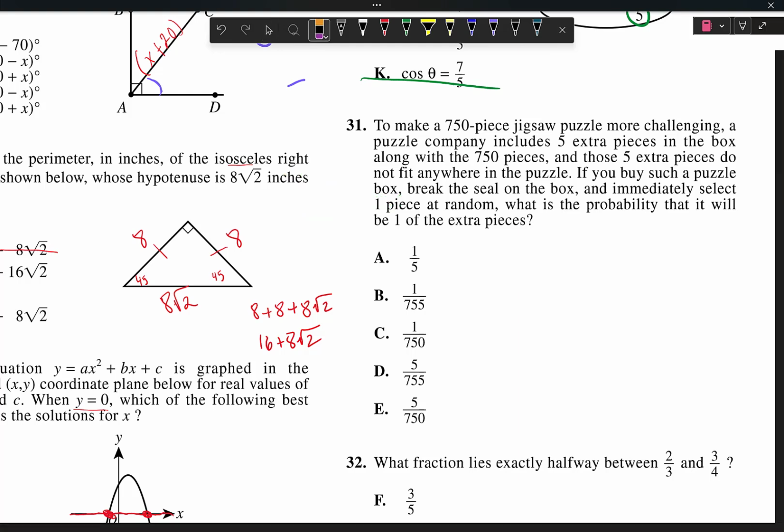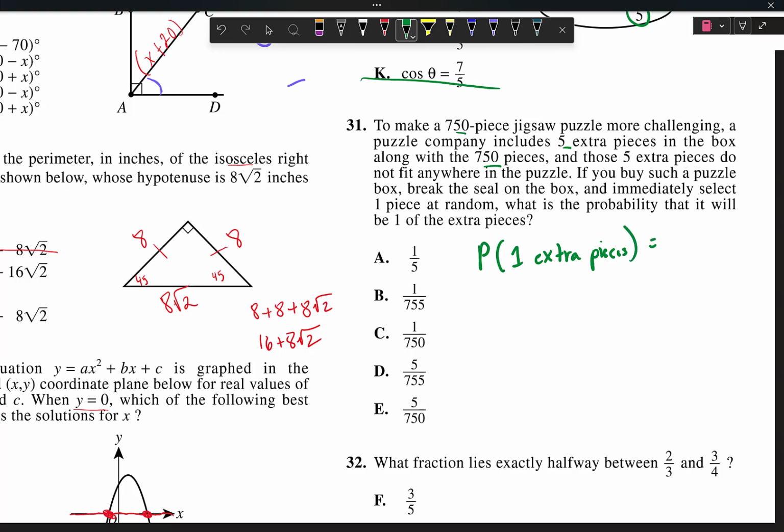31. To make a 750-piece jigsaw puzzle more challenging, a puzzle company includes 5 extra pieces in the box along with the 750 pieces, and those 5 extra pieces do not fit anywhere in the puzzle. If you buy a puzzle box, break the seal, and immediately select one piece at random, what is the probability that it'll be one of the extra pieces? So we're looking for the probability that we are getting one of the extra pieces.